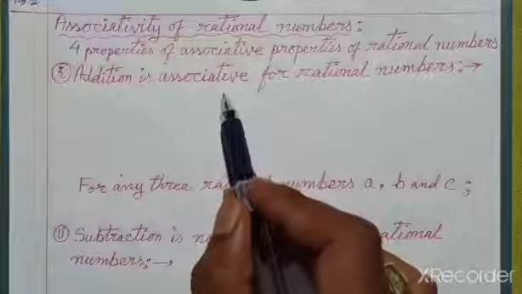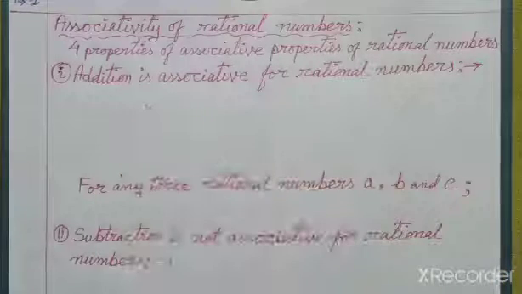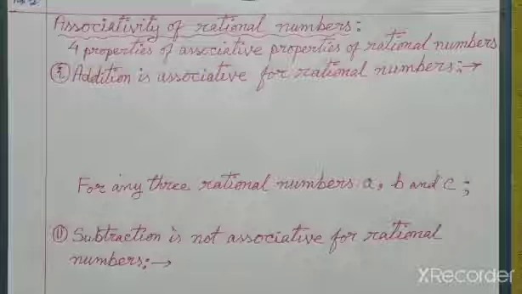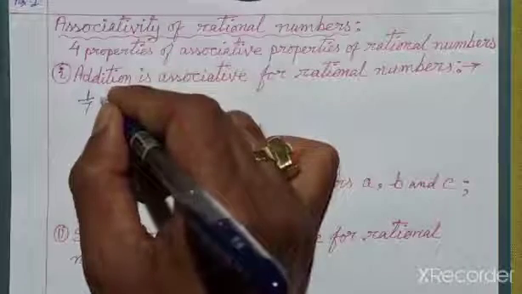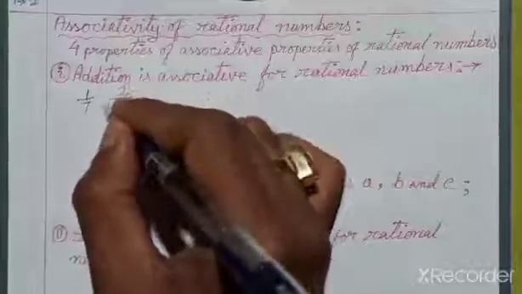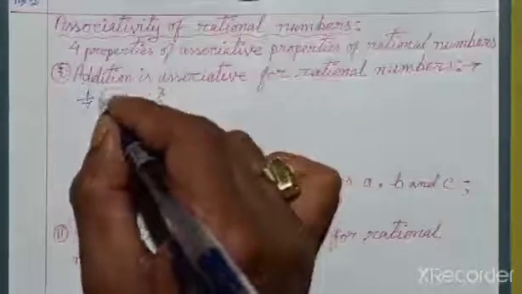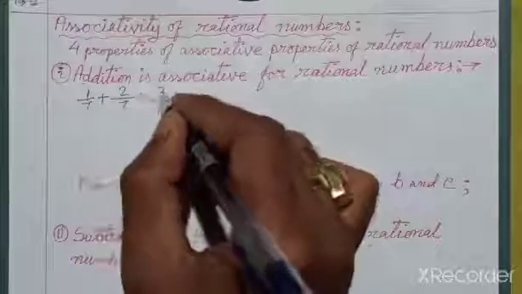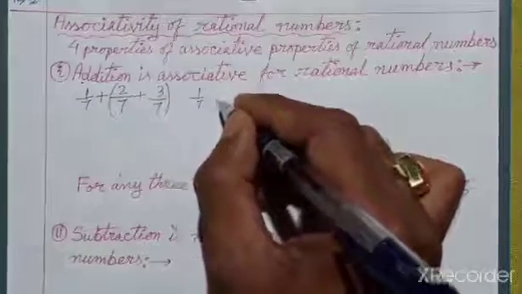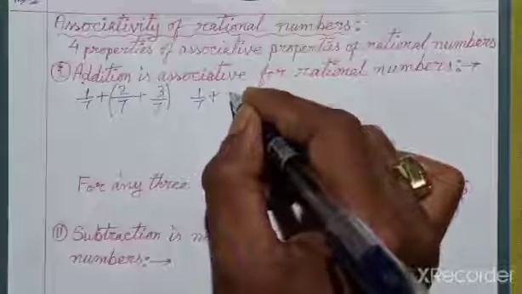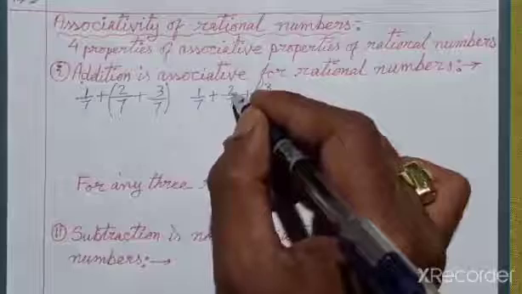addition is associative for rational numbers. Let us take any three rational numbers: 1/7, 2/7, and 3/7. Since this is addition, let us add these three rational numbers. 2/7 and 3/7 are grouped by using a bracket, and once again I am taking 1/7 plus 2/7 plus 3/7. In this case, let us group together 1/7 and 2/7.